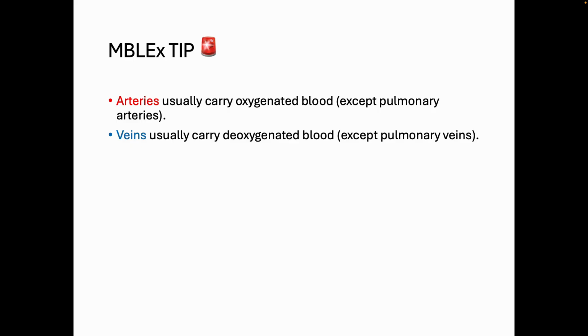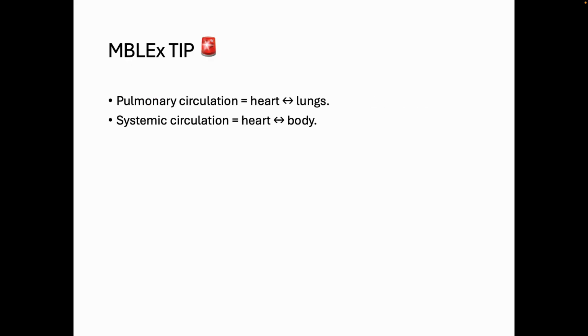MBLEx tip, arteries. Don't forget, arteries usually carry oxygenated blood except in the pulmonary artery. Veins usually carry deoxygenated blood except the pulmonary veins. So inside the lungs, the pulmonary veins and arteries, just cancel those out because they're not the same as regular veins and arteries in this aspect. Another tip. Remember, pulmonary circulation, heart to lungs; systemic, heart to body.